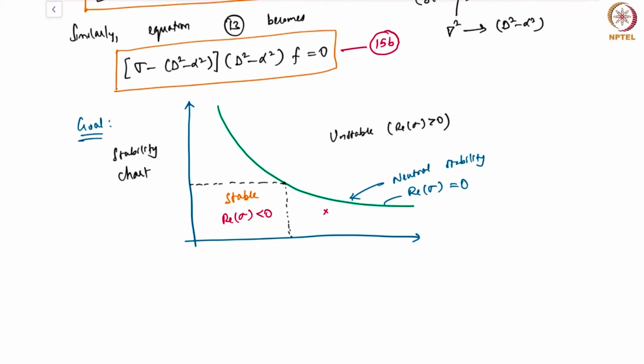If you are in the unstable region, on the other hand, you could have an exponentially growing mode, which is unstable, and this mode, while it's growing, could also be an oscillatory mode. It could be oscillating and growing.